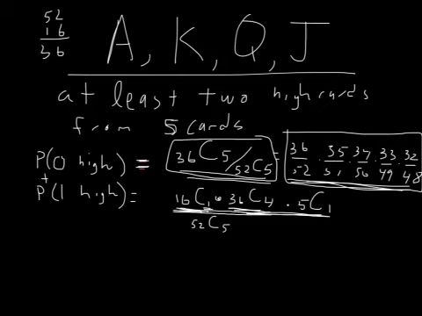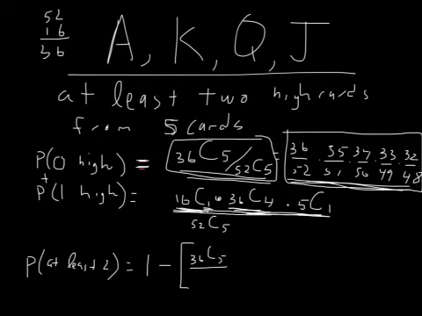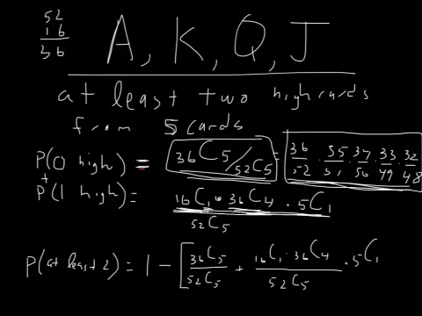So if I wanted to figure out the probability of at least 2, it's going to be 1 minus the sum of what we just found. So 1 minus 36 choose 5 over 52 choose 5, which is how many ways I get 0 highs, plus 16 choose 1 times 36 choose 4 over 52 choose 5 multiplied by 5 choose 1. And what we just found was all the ways that we could get at least 1 high. And that's it.